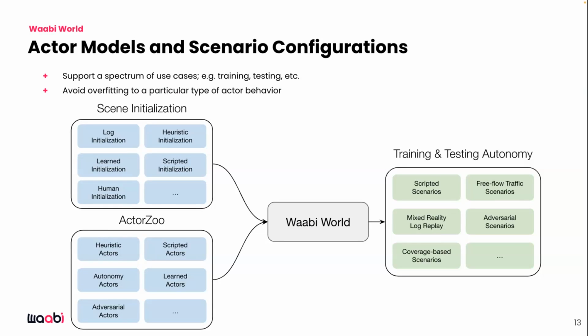And given the wide variety of models you have for scene initialization and actors, you can do different types of applications of testing for simulation. For example, adversarial actors, or to be able to test, say, coverage, making sure you cover all the different scenarios you might want to handle for simulation.